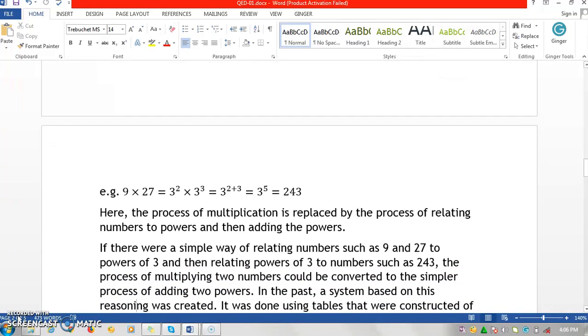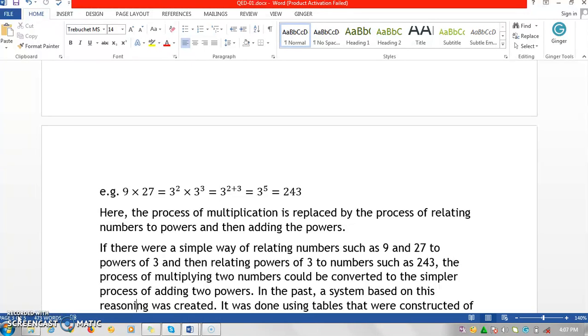9 times 27 is something like saying 3 squared times 3 cubed. And the laws of indices which we learned earlier, that is something like saying 3 raised to the power 2 plus 3. That is 3 raised to the power 5, which is 243. It is quite simple solving it this way.